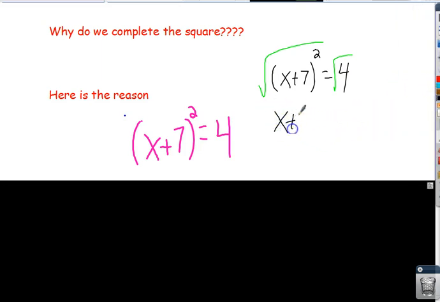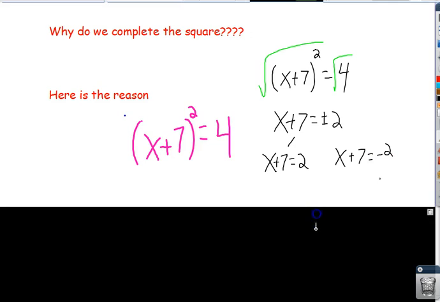I would get x plus 7 equals plus or minus 2, because the square root of 4 is 2, but since I'm square rooting a variable, I need the plus or minus. And then I make these two separate problems. x plus 7 equals 2, and x plus 7 equals negative 2. I then go ahead and solve from there. Subtracting 7 from both sides, I get negative 5, and I get negative 9.